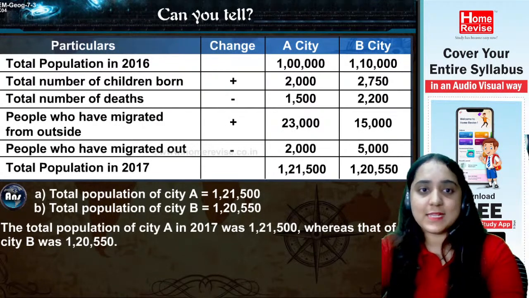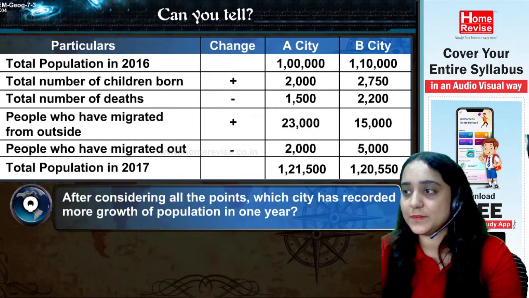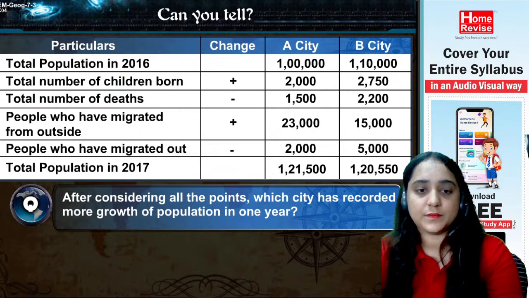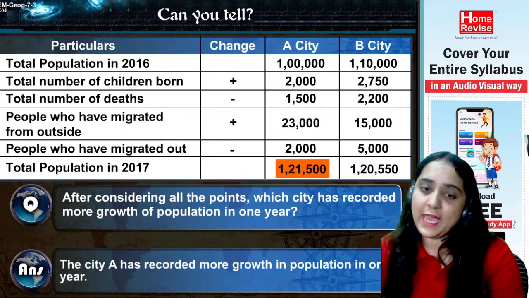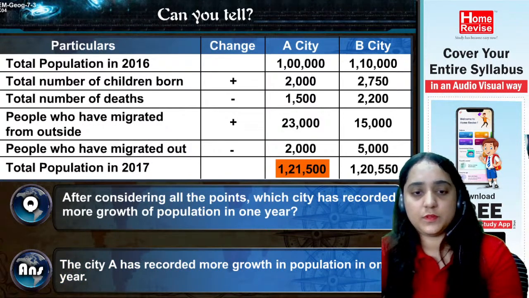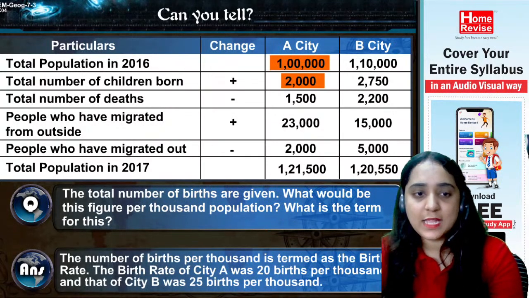Okay, so I hope things are clear to you till here. After considering all the points, which city has recorded more growth of population in 1 year? Answer. The city A has recorded more growth in population in 1 year. Okay, let's move on to the next thing.